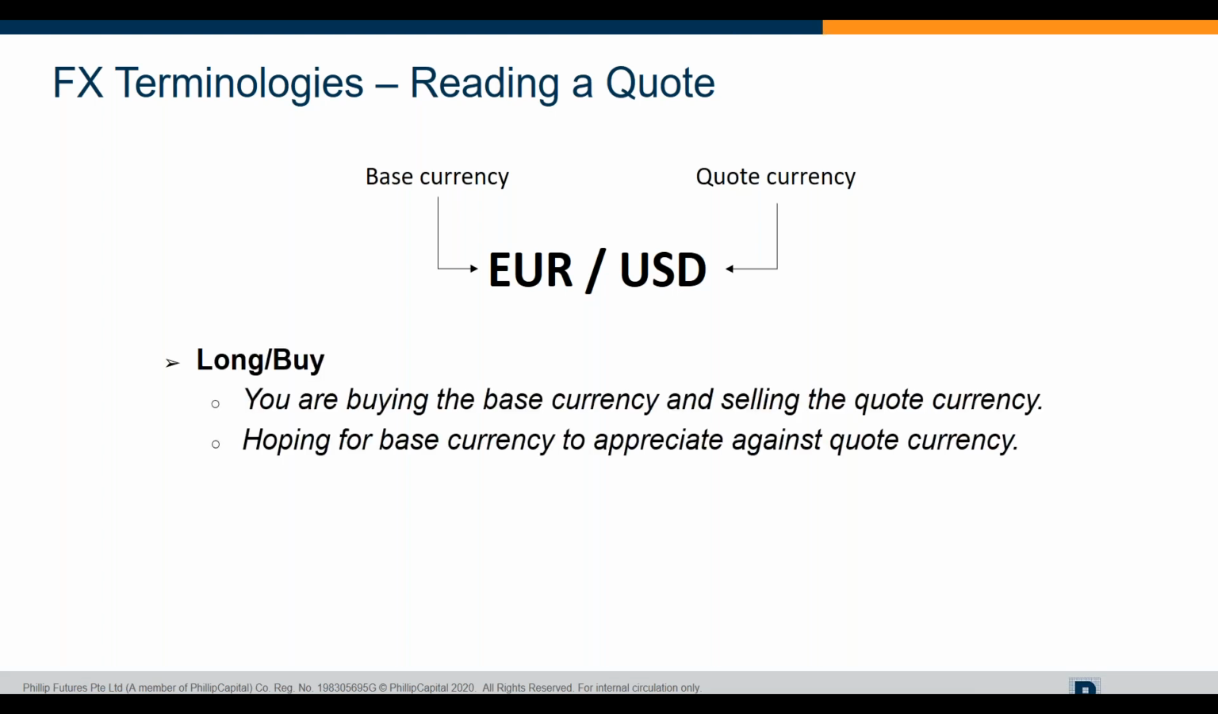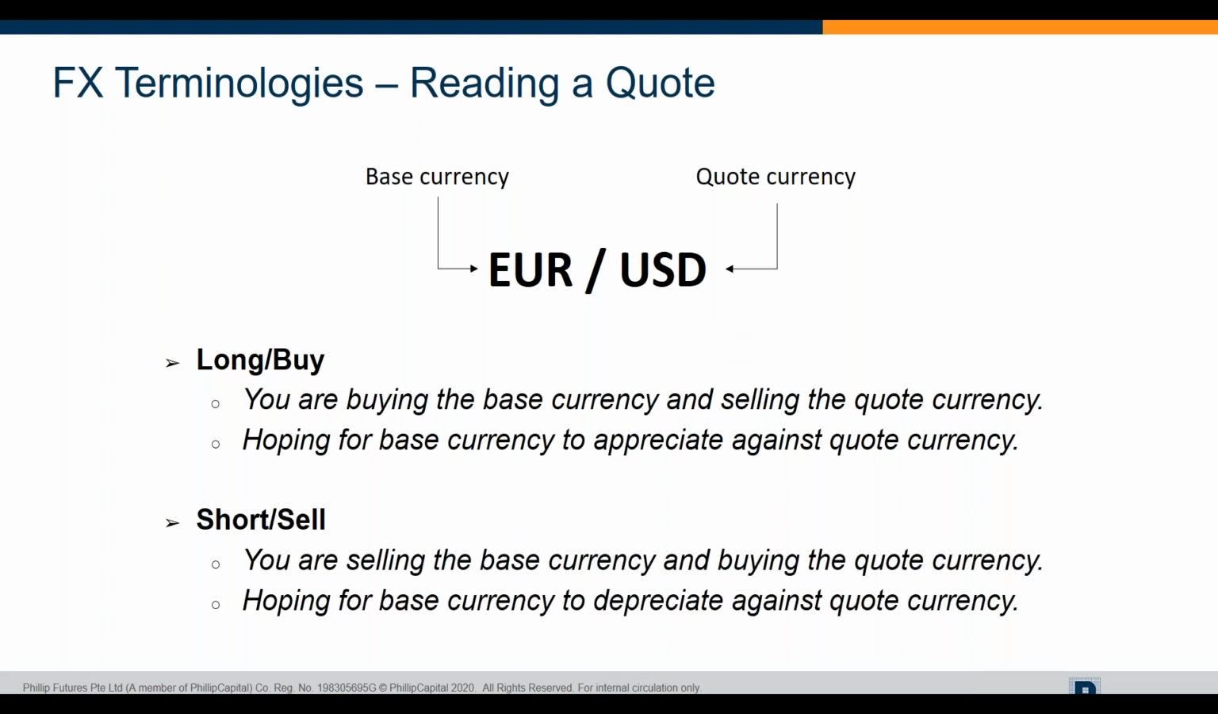So what this means is that when you buy this currency, when you long this currency, Euro USD, you're actually buying the base currency and selling the quote currency. The rationale behind this trade is that you're hoping that the base currency, which in this case is Euro, will appreciate against the quote currency. The opposite applies for when you're trying to short or sell this pair. You're selling the base currency and buying the quote currency. So in this case, you are hoping for Euro to depreciate against USD and therefore you are selling it.